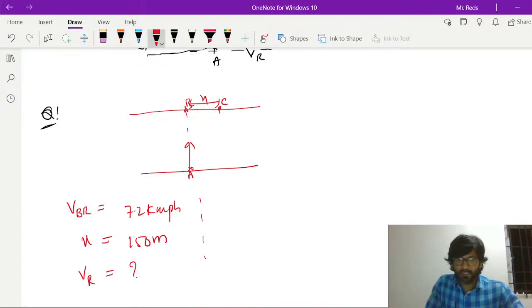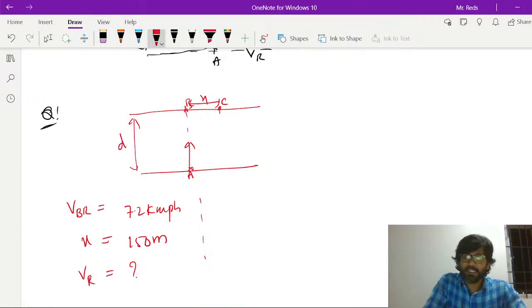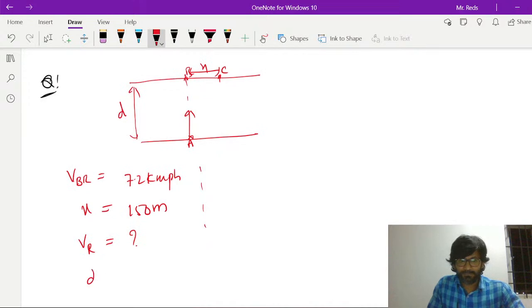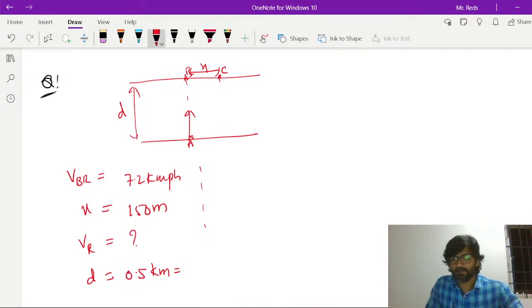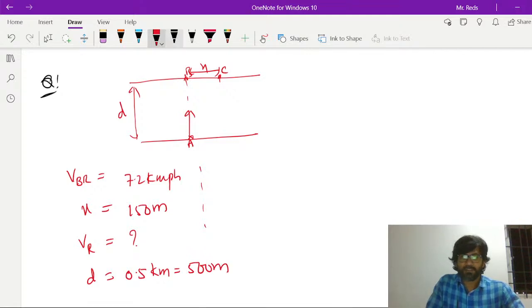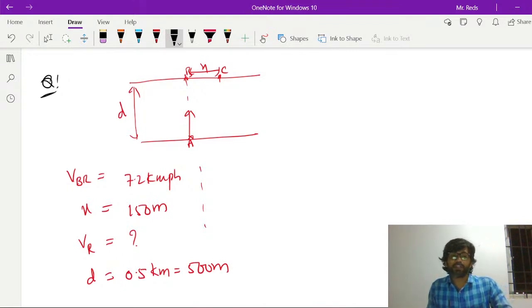The width of the river, if you take, this is the width of the river, d. Width of the river is 0.5 kilometers. 1 kilometer is 1000 meters, so you can write it as 0.5 × 10^3 or 500 meters. So how to find this? By using our conceptual discussion, how to find velocity of river. Just now we have discussed it, right?